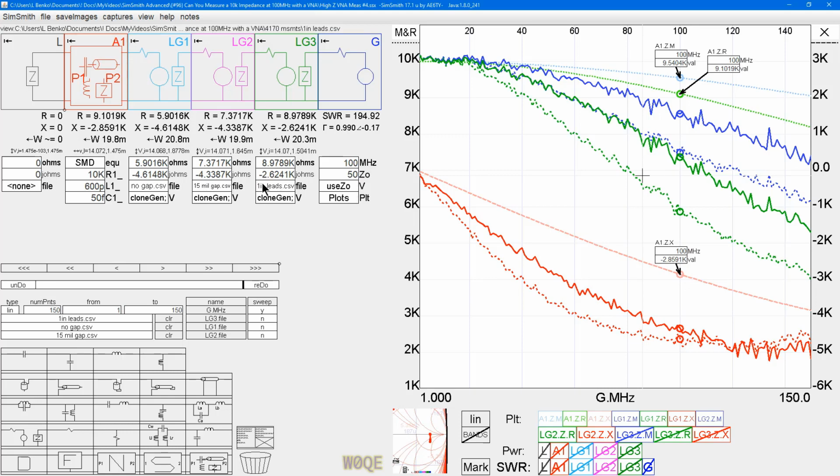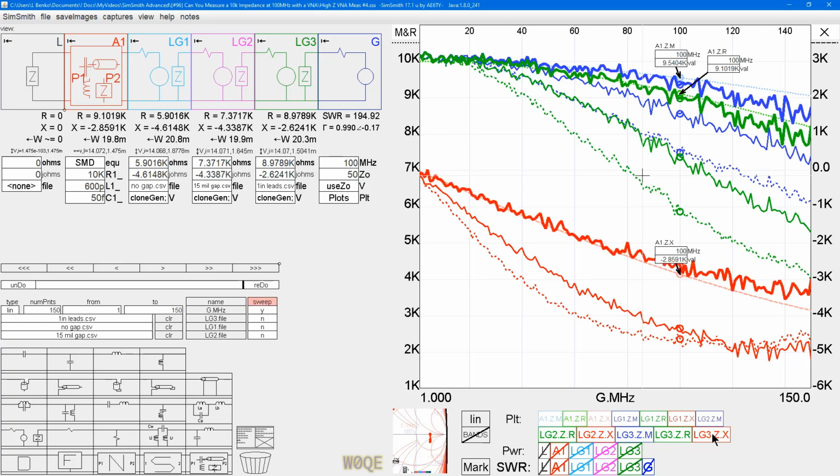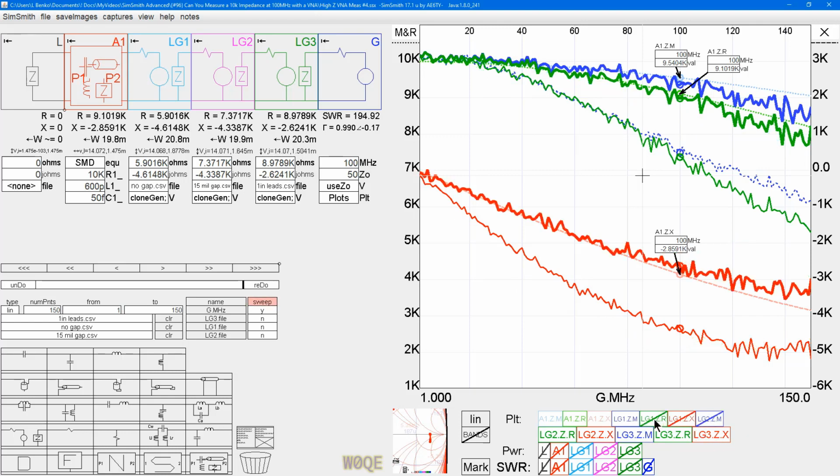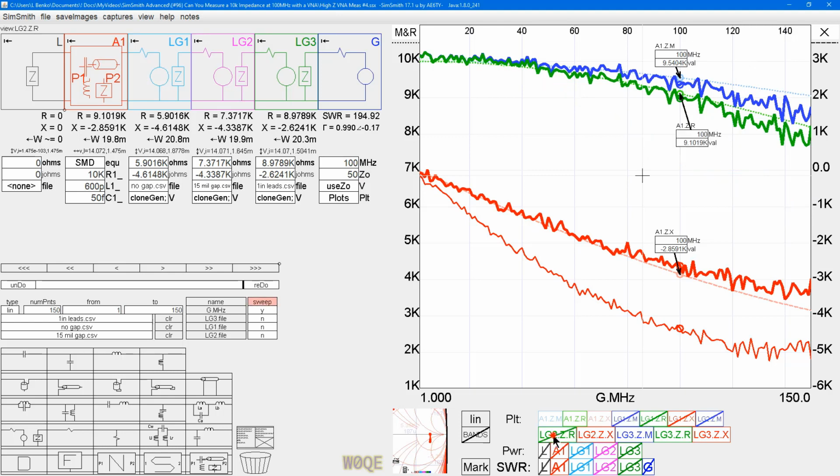Then when I go to the one with the one-inch leads, let me get rid of all these other ones now. Or not all of them, but just those. Now we have the lighter lines being what the estimate would be based on SimSmith acting as a VNA, and the dark lines being what I actually measured. They are pretty darn close. So my little antenna analyzer can do a pretty good job at 100 megahertz with a 10K load, provided I make sure that I don't get any additional capacitance in the circuit that's unaccounted for.